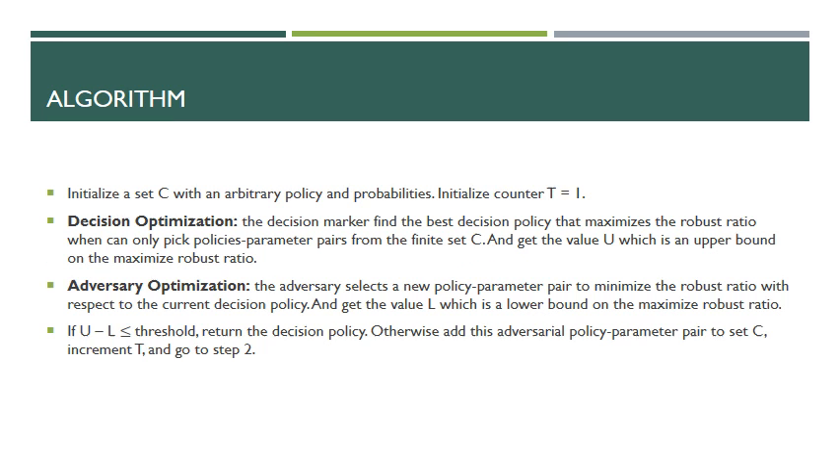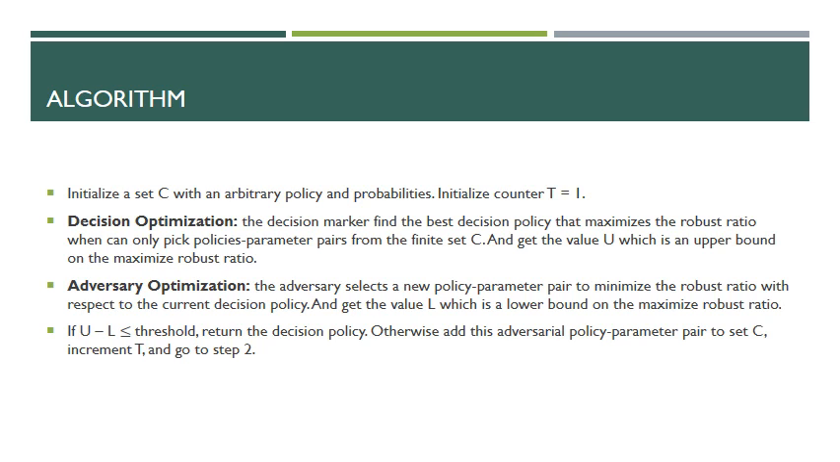Now let's talk about the algorithm. Our algorithm is based on a constraint generation procedure that interleaves between two optimization steps. First, initialize a set C with an arbitrary policy and probabilities. Initialize a counter T and set T to 1. Then step 2, which we call decision optimization. The decision maker finds the best decision policy that maximizes the robust ratio, which can only pick policy-parameter pairs from the finite set C, and gets the value U, which is the upper bound on the maximized robust ratio.